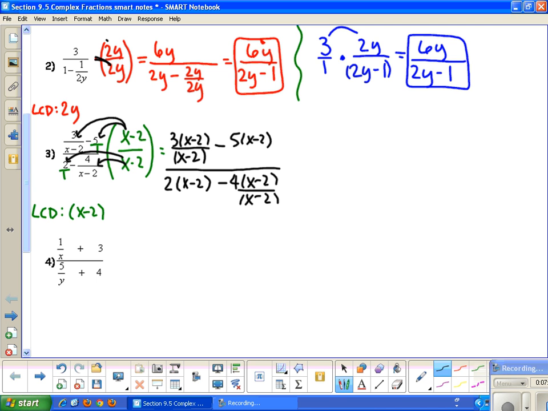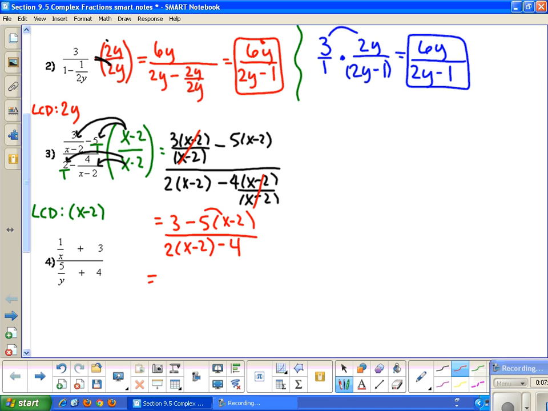Now when I do this, I can simplify some things. So I can cancel this out and this out. And the reason we do this method is because it cancels out your denominator, so you don't have to work with it when you multiply everything by the LCD. So then notice in my numerator here, I would get 3 and then minus 5 times x minus 2, and in my denominator I have 2 times x minus 2 and then minus 4. So now I need to just simplify these terms.